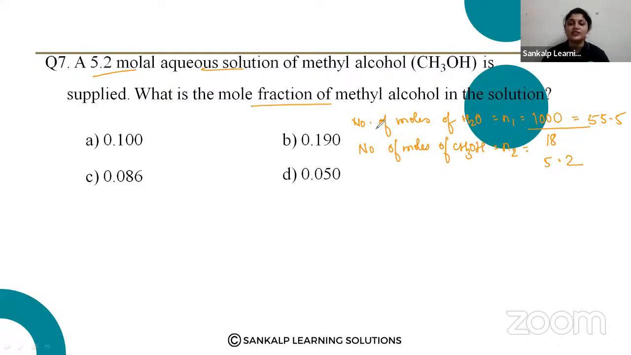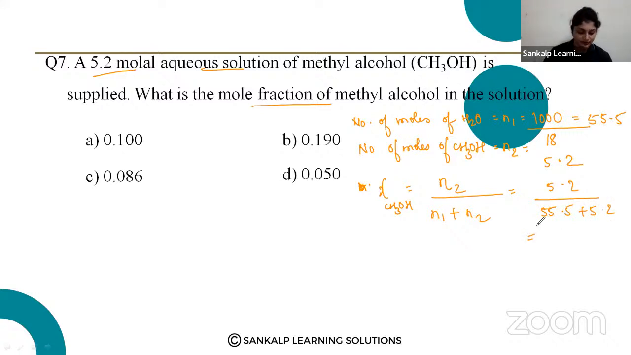Now we'll find the mole fraction of methyl alcohol. The mole fraction of methanol, CH3OH, is N2 by N1 plus N2. N2 is 5.2, divided by 55.5 plus 5.2. Just see what answer you get.